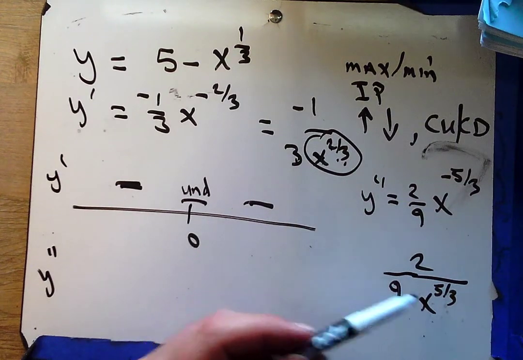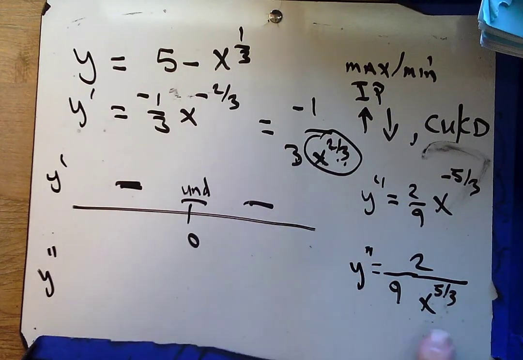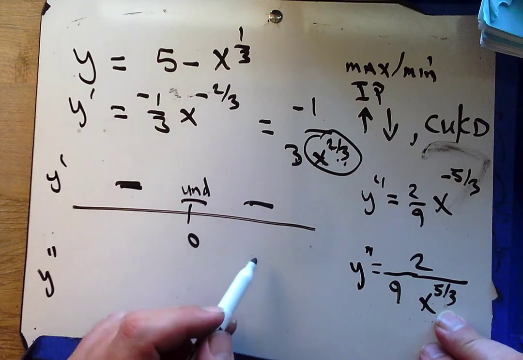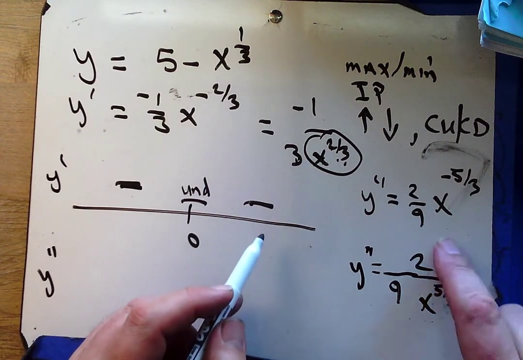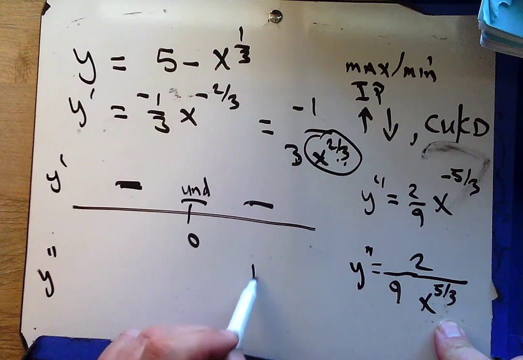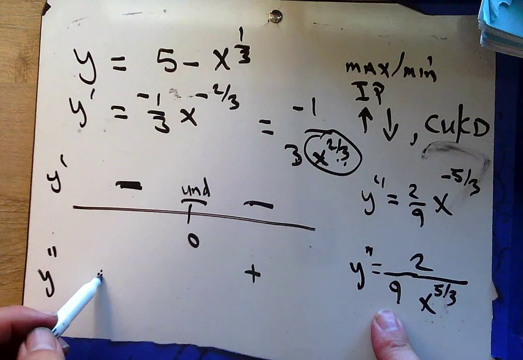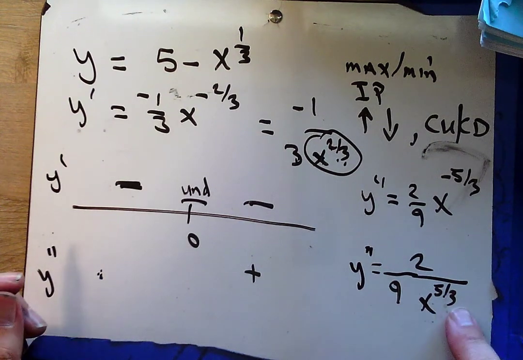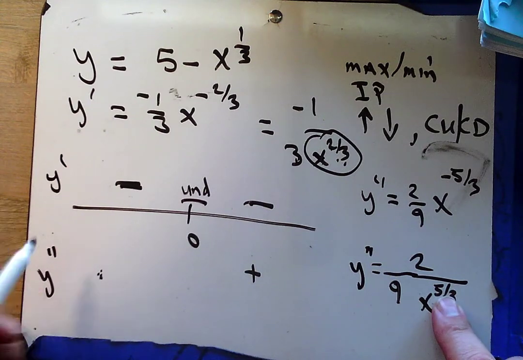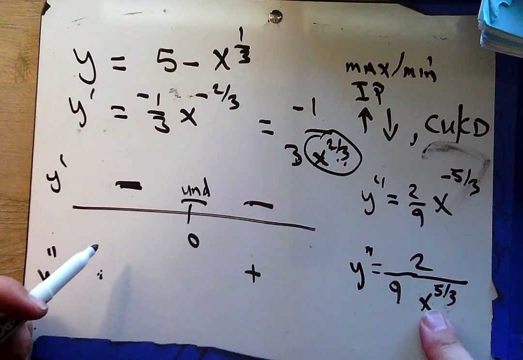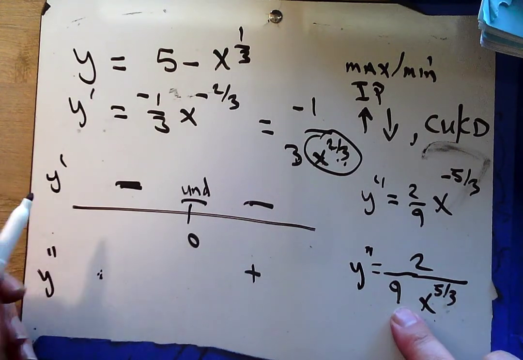Well, again, at 0 y double prime is undefined. And what about something positive? I'm going to have 2 over 9, and that's going to be positive. But over here, if I plug in a negative 1, cube root of negative 1 is negative 1. Negative 1 to the 5th is negative 1. So I get negative 2/9 over here.